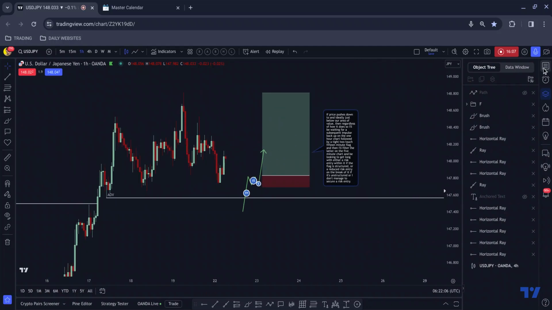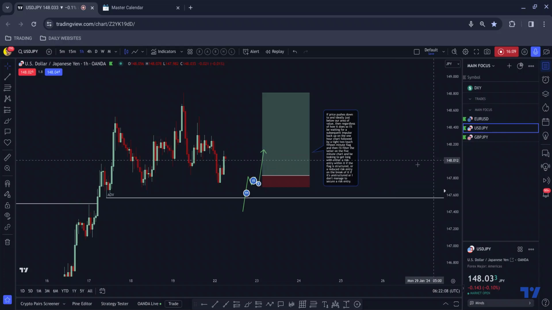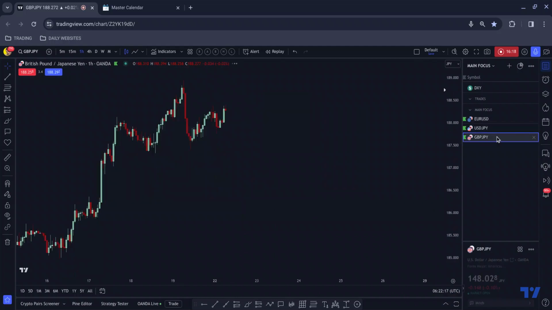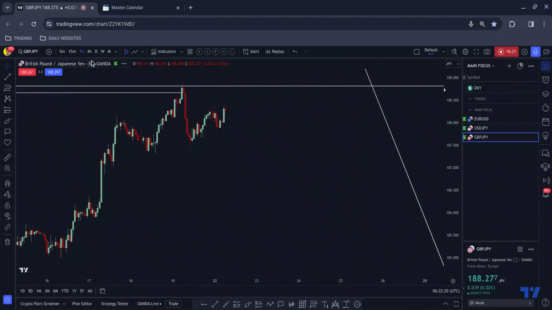So that is dollar yen. Let's just move on, because I've got to get through this. So I've set an alert there just to see if we push back down. On euro dollar, I've set a Google Calendar reminder to remind me to check that in a couple of hours' time to see how it's looking.